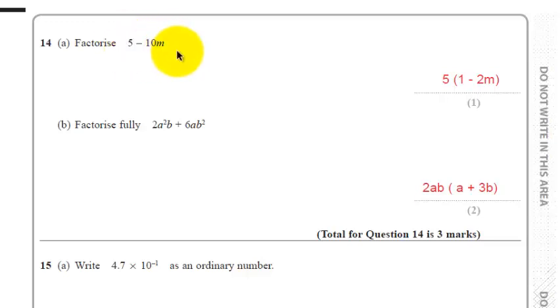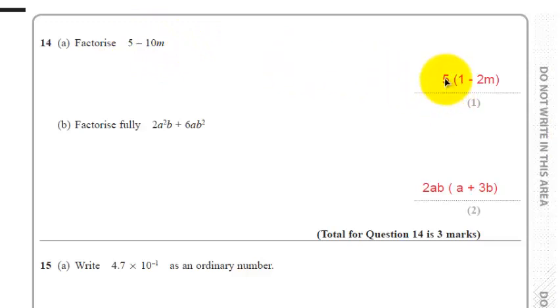And the way we do this is to look at the two numbers, the 5 and the 10, and we say what's the biggest factor of 5 and 10, i.e. what's the biggest number that goes into 5 and 10. Clearly that's 5, so that goes outside the bracket. There is no common factor here that's a letter, so there's nothing else outside the bracket.